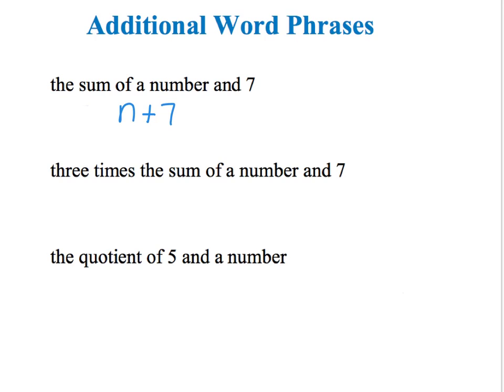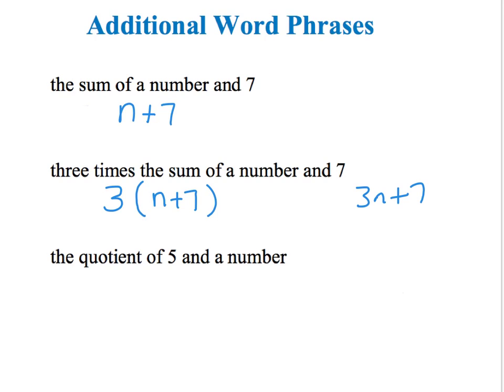And this next one is 3 times the sum of a number and 7. So for this one we're going to need to insert some parentheses. If I'm going to make sure that I sum the number and 7, I've got to have parentheses around them, because otherwise I wouldn't be summing the n and 7. For example, if I had 3n plus 7, that would be 3 times a number plus 7, or the sum of 3 times a number and 7. So that's different from what it says in the phrase.